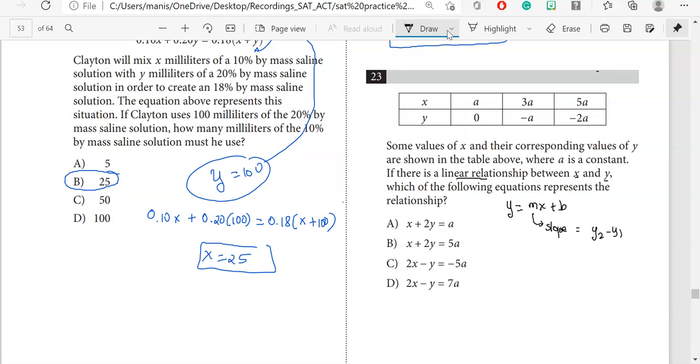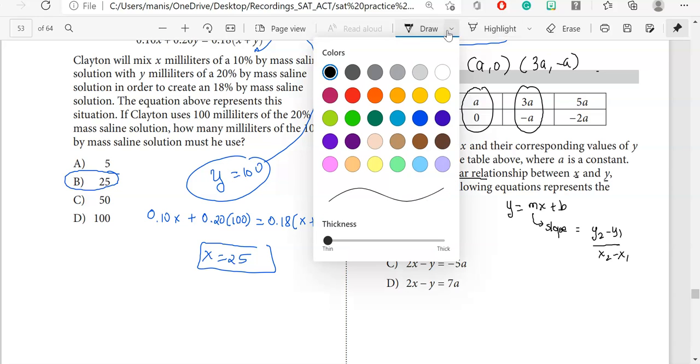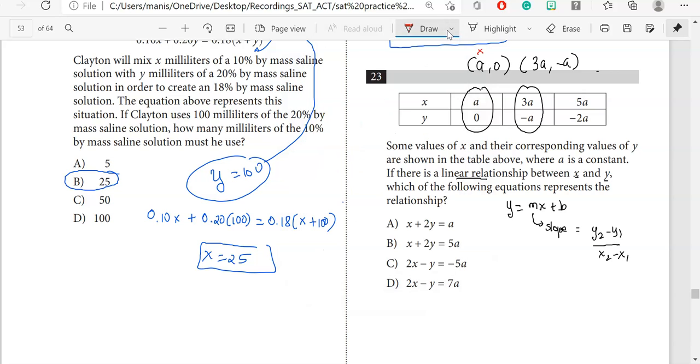y2 minus y1 over x2 minus x1, which I will be using over here. So I'm taking these two sets of values over here. So if I'm taking these two sets of values, this will be like this: a comma 0 and 3a comma negative a. In this case, this will be my x1, this will be my y1, x2 and y2. And this b is what?